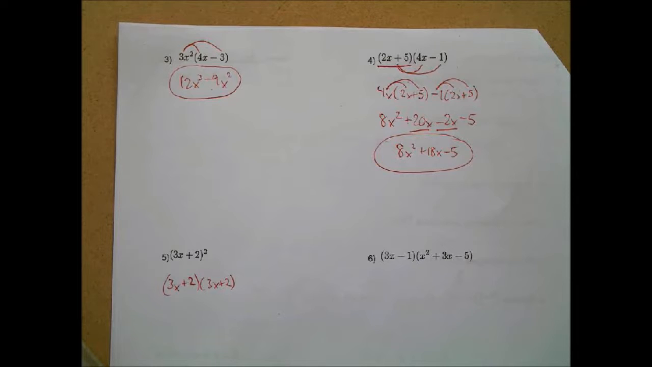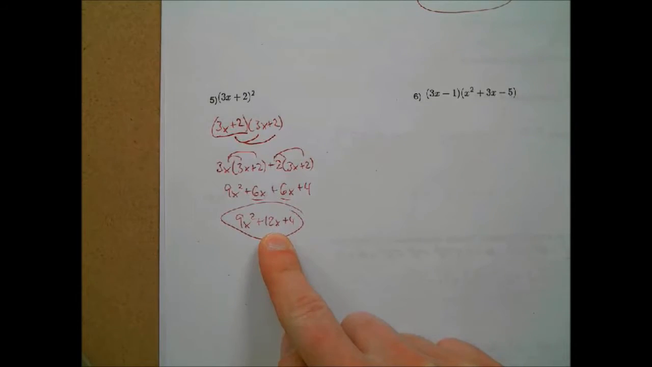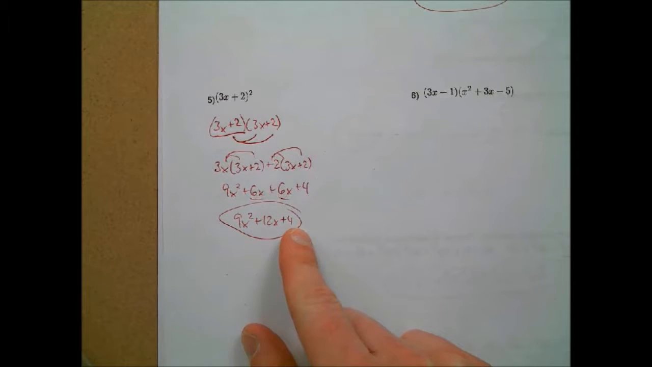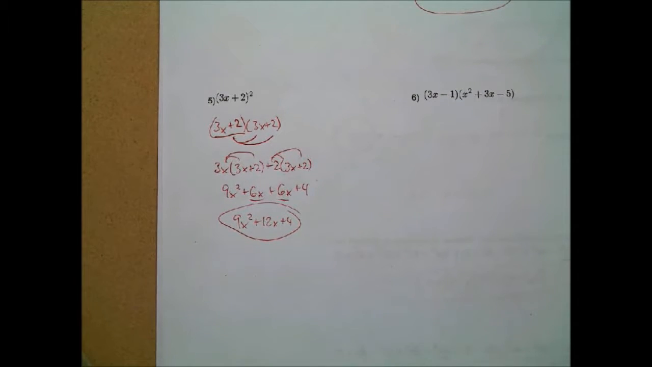Okay, let's take a look here. So we should have gotten number 5 to be this. When you combine your like terms, 9x squared plus 12x plus 4. Oh, I got that. Good job. Air high five. All right, so number 5.